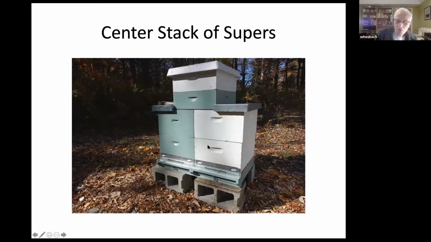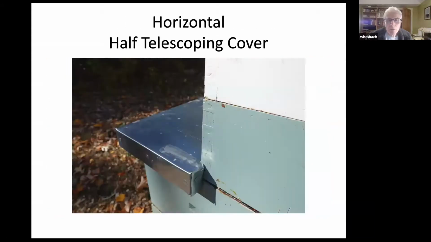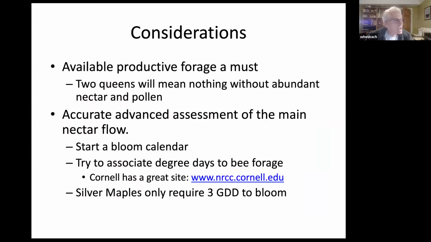And the device actually has a queen excluder built into it. So the queens couldn't pass between the boxes, only the workers could. So anyway, I thought that was interesting, and that somebody took it to that level of explanation. All right, so some considerations.